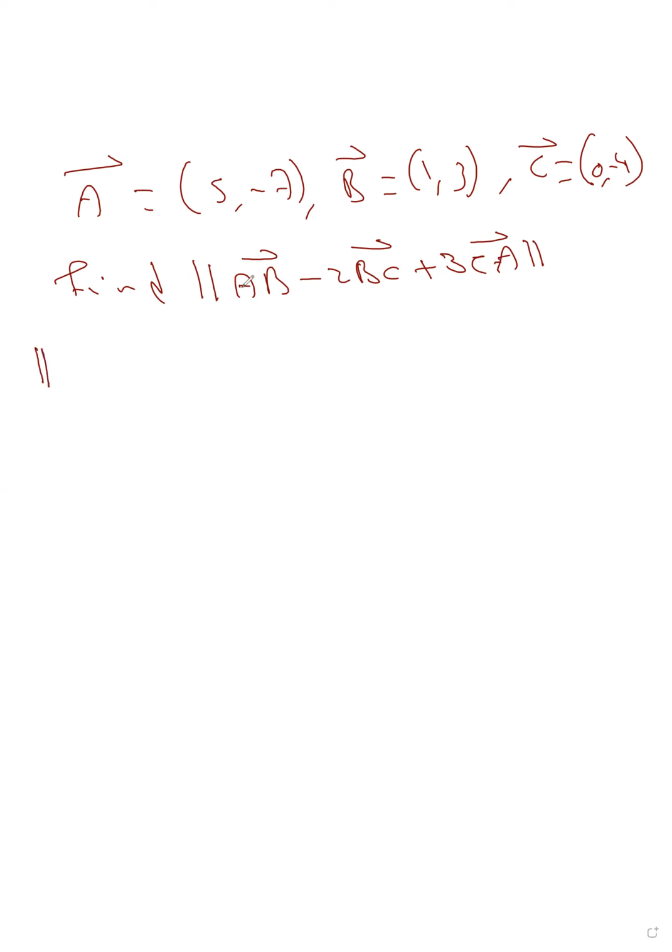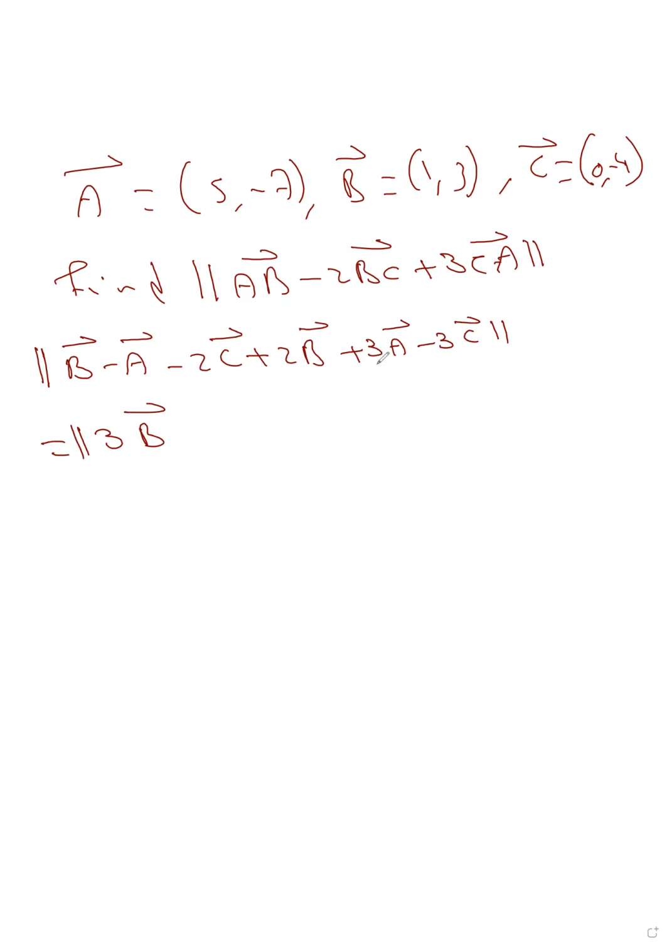So vector AB means vector B minus vector A, minus 2 times vector BC, which means C minus B. It will be negative 2C plus 2B. So minus times negative is plus. Then plus 3A minus 3C. It will be 3A, 3B, negative A plus 3A, it will be 2A, minus 5C.